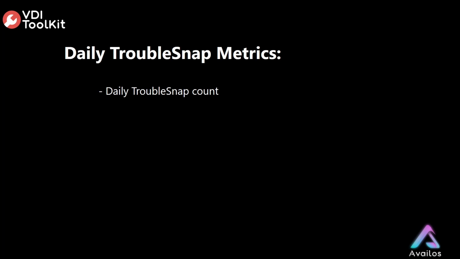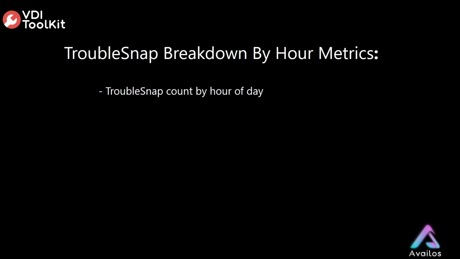The daily TroubleSnap metrics provide information on daily TroubleSnap count. This can be used to identify trends of issues within your virtual desktop environment. The TroubleSnap breakdown by hour metrics provide information on TroubleSnap count by hour of day. This can also be useful in identifying trends of when most issues occur within your virtual desktop environment.